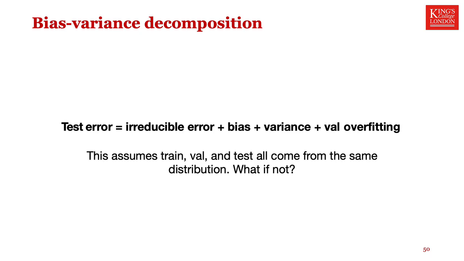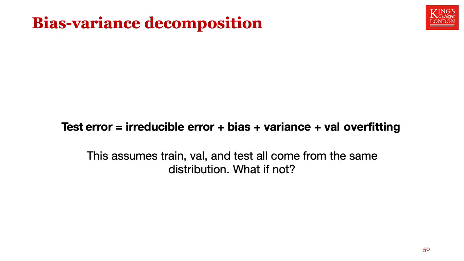So under the assumption that all train, validation, and test set data come from the same distribution, then the equation pretty much looks like this. So the test error is the irreducible error plus a bias part plus a variance part and the validation overfitting part. And that should get you the performance of your algorithm.